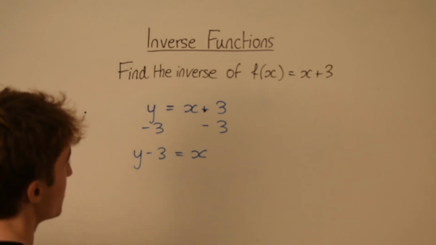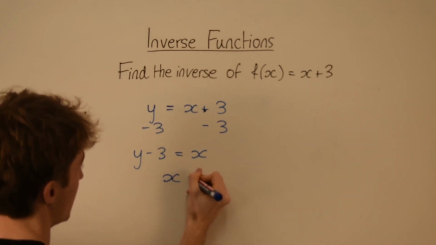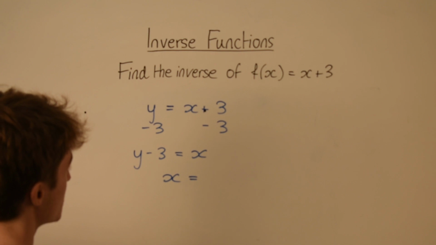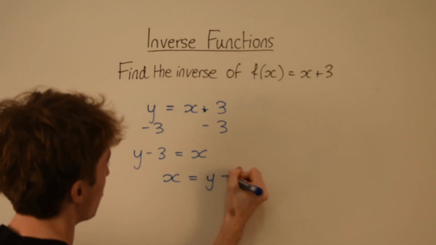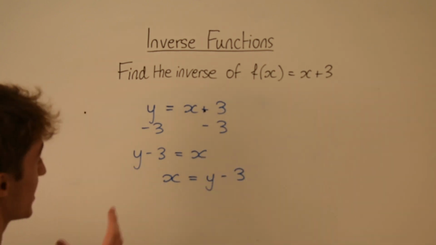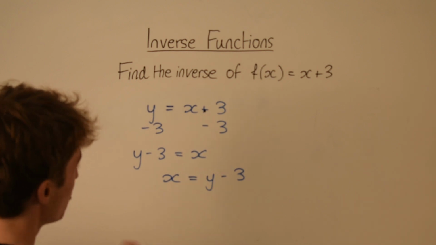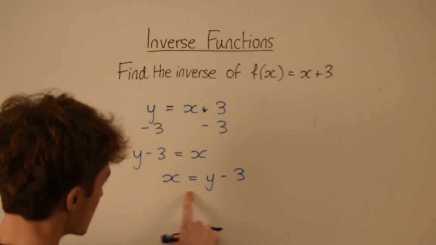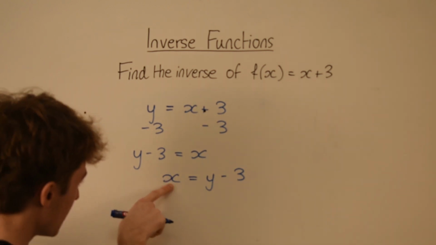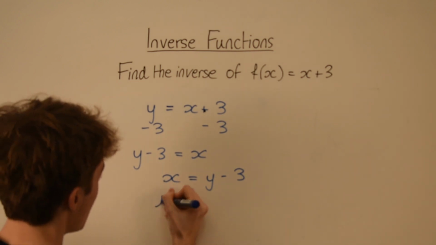Let's just make that super clear by writing x on the left-hand side, so just swapping these around. So we've got x is equal to y minus 3. So we're now ready to find the inverse. All we need to do now is write this exact same formula here, but instead of writing x, we're going to write f inverse of x.